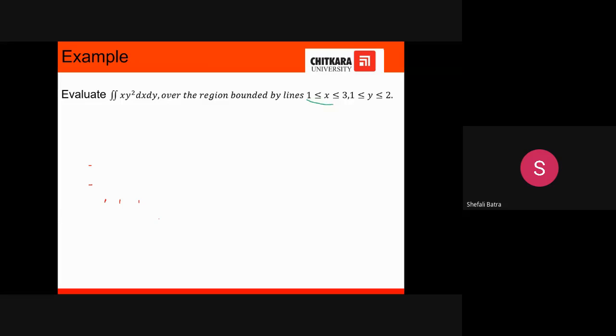So from here, you will be writing x is equal to 1 line and x is equal to 3. And from here, you'll be writing y is equal to 1 and y is equal to 2. Now, first of all, draw this region, right? Draw all the lines: x is equal to 1, x is equal to 3, y is equal to 1, and y is equal to 2. Hurry up. Draw in your notebooks.